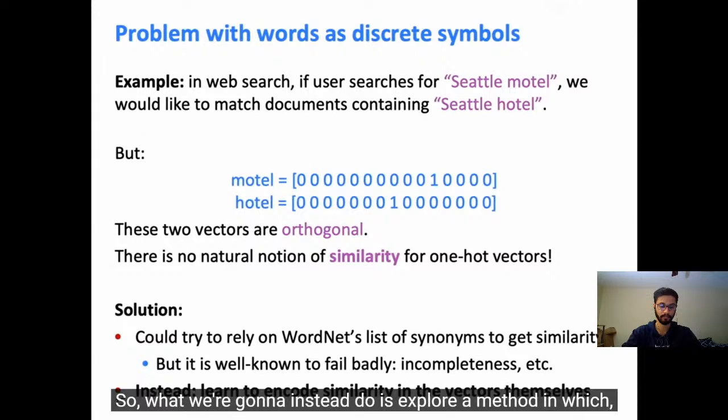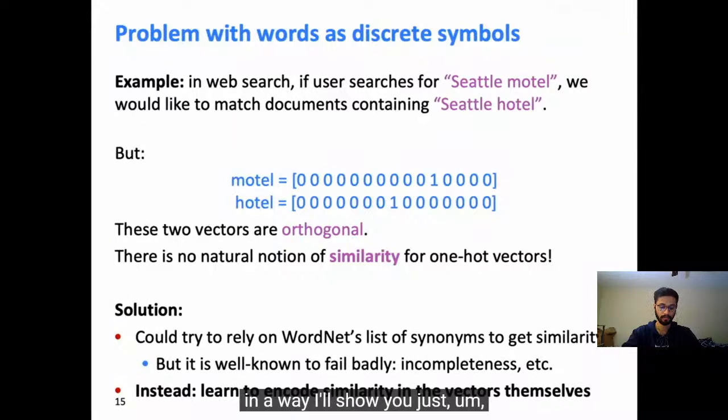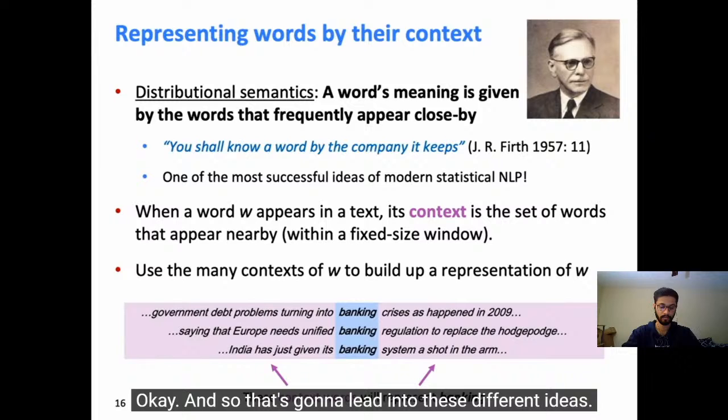So what we're going to do instead is explore a method in which we represent words as vectors, in a way I'll show you in just a minute, in such a way that just the representation of a word gives you their similarity with no further work. Okay, and so that's going to lead into these different ideas.